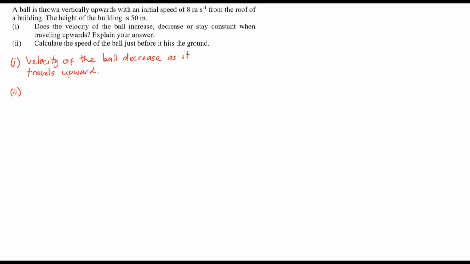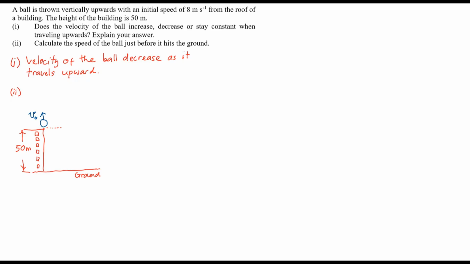Okay, part 2, calculate the speed of the ball just before it hits the ground. Okay, we have to be very careful here because the ball actually starts not from the ground but some 50 meters from the roof of a building. So let's draw the situation first.